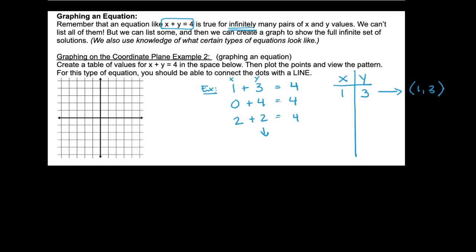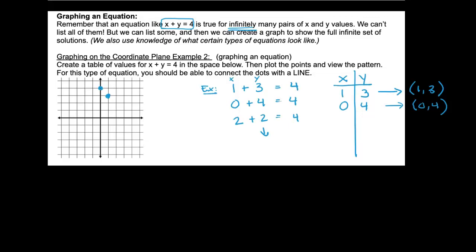And then what I could do is plot it. So I start at the origin and I go to the right one, up 3, and I plot a point. Okay, my second example, x could be 0, y could be 4. So that's the coordinate 0, 4. So I start at the origin, I don't go left or right at all, and I just go up 4.